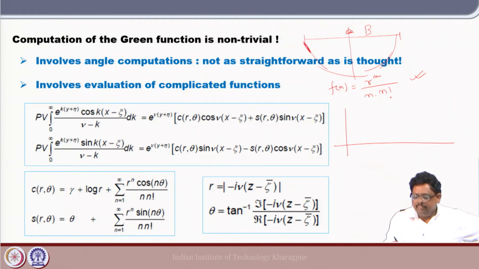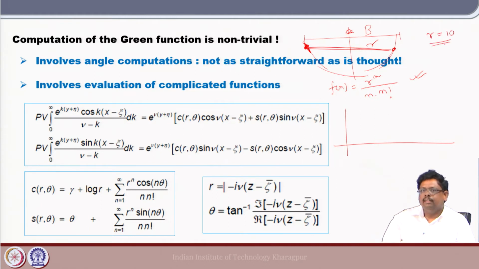Now, at this point, suppose you have one point over here, and another point over here, and the difference is r. Let us take some large, realistic value, r equal to 10. Now, try to find out this value. When n equal to 1, this value is 1. So, now I just plot f n versus n.